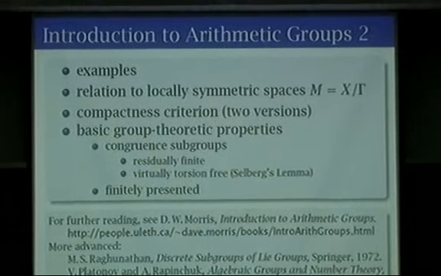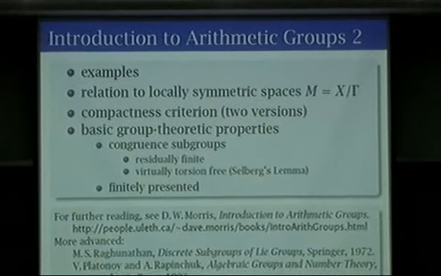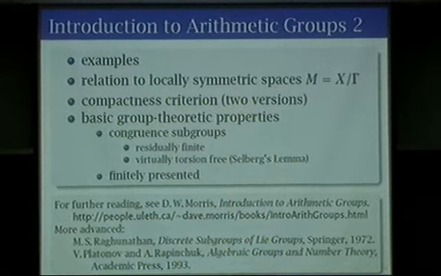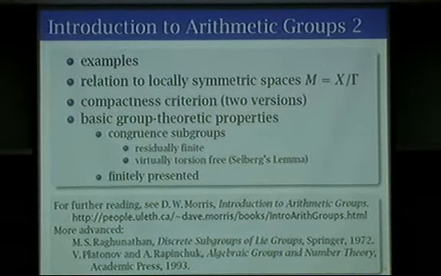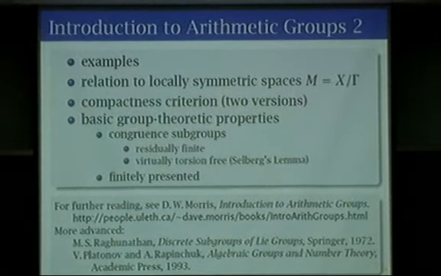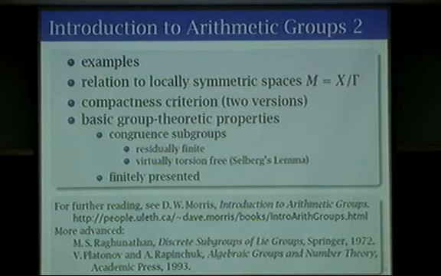So first of all, it's interesting, to a topologist, the first question you ask about a manifold is whether it's compact or not. And we'll answer that question in terms of arithmetic groups two different ways. That'll be maybe the main thing I talk about today. But then after that, I'll talk about just some basic properties of arithmetic groups.